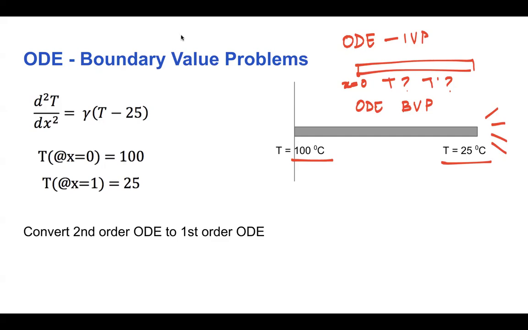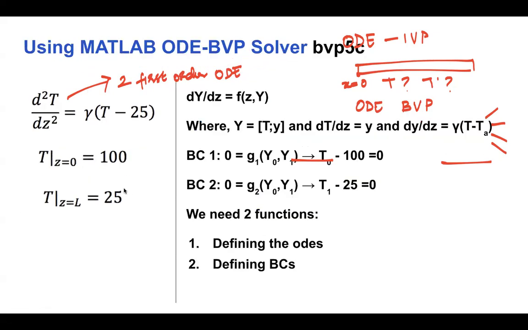So the first idea is that whenever we have a second order ODE, we need to first convert it into two first order ODEs. That will be the first thing that we have to do: divide this second order ODE into two first order ODEs. Later we'll see how to implement the boundary value conditions. Okay, so now moving forward.